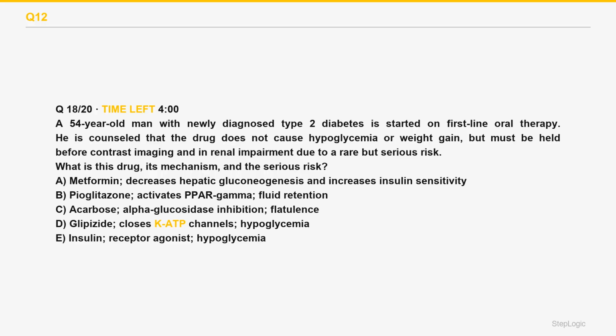Read the command: drug, mechanism, serious risk. First-line oral diabetes drug, no hypoglycemia or weight gain, held before contrast and in renal impairment. Metformin decreases gluconeogenesis, risk of lactic acidosis.